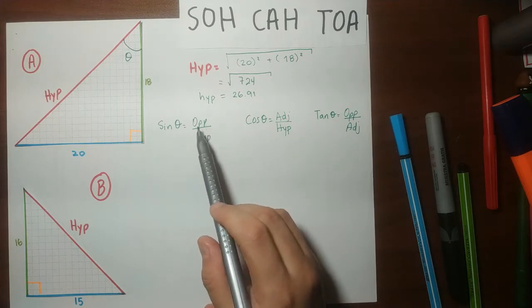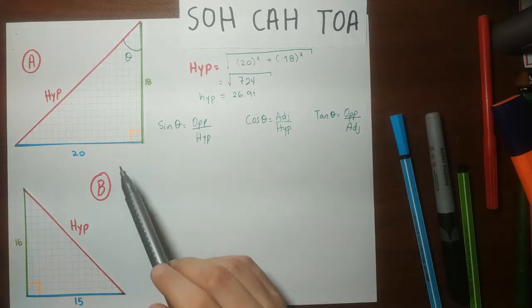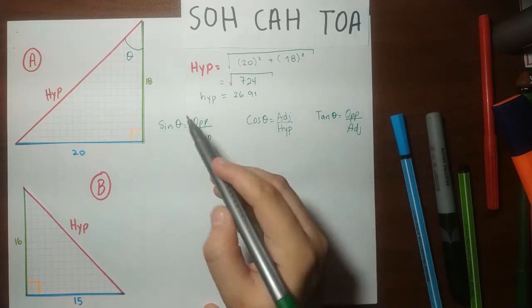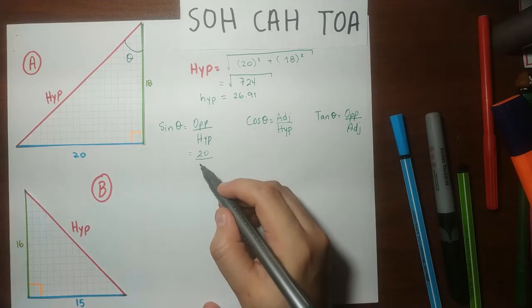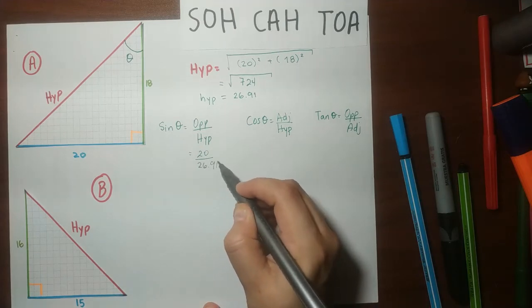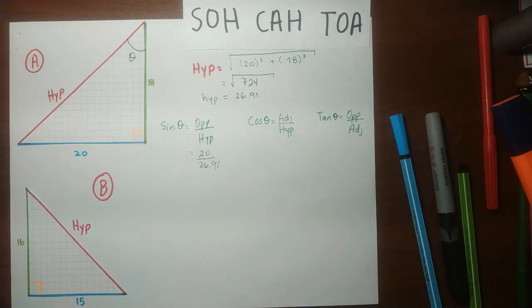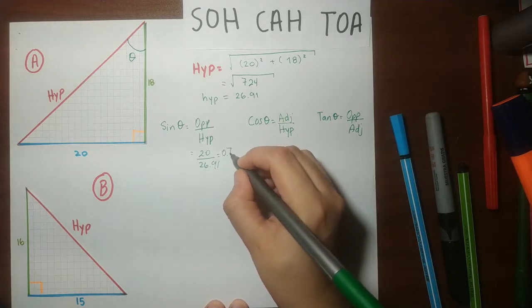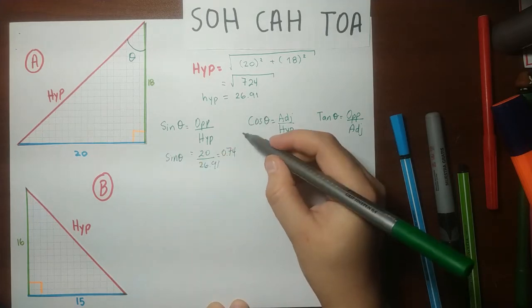Okay, opposite. My opposite side to the angle theta is the one that is in front, which is 20. So this will be 20 divided by the hypotenuse, that is 26.91. So my answer is 0.74. This is my sine of the angle.